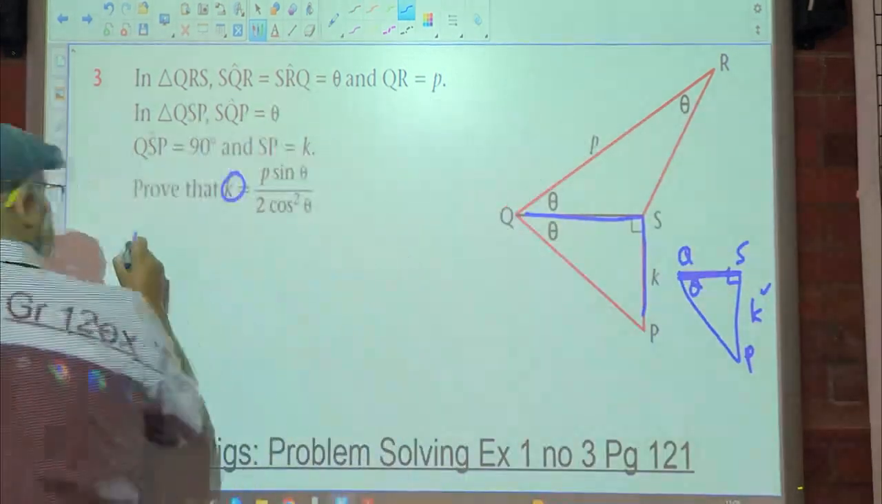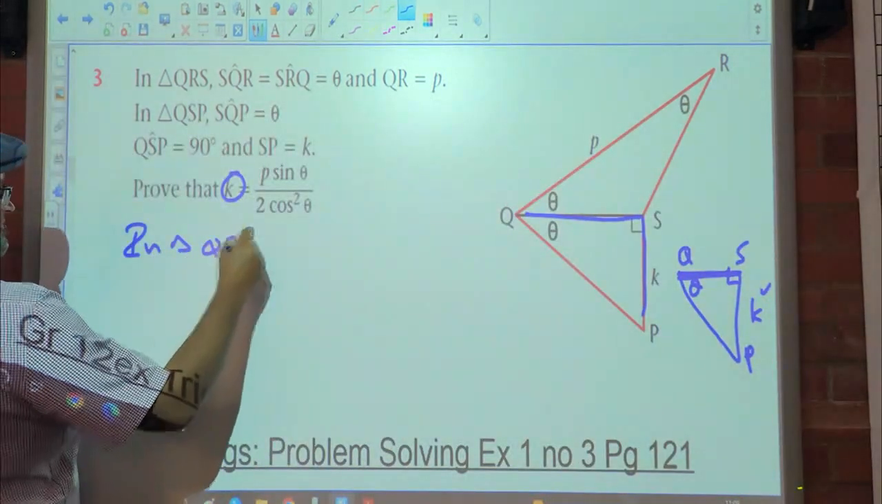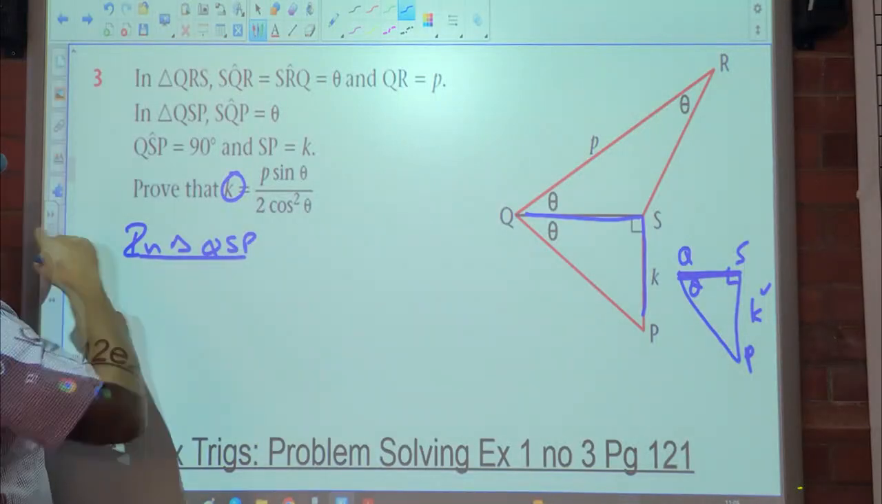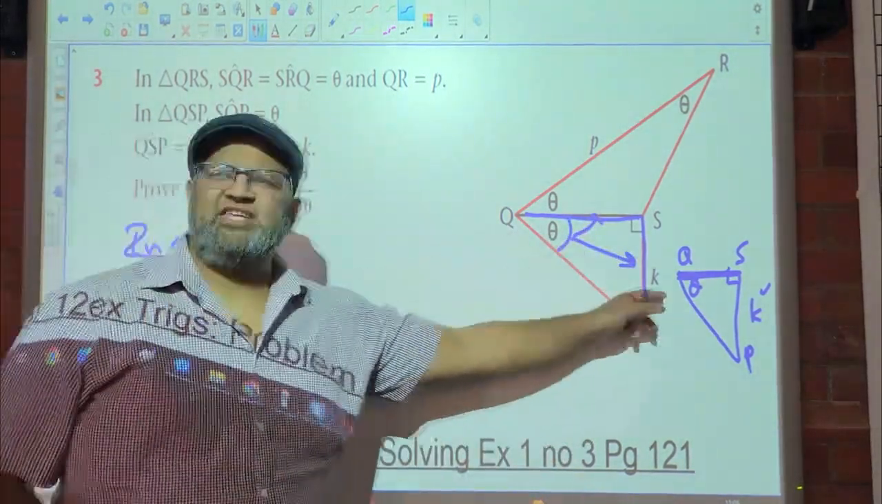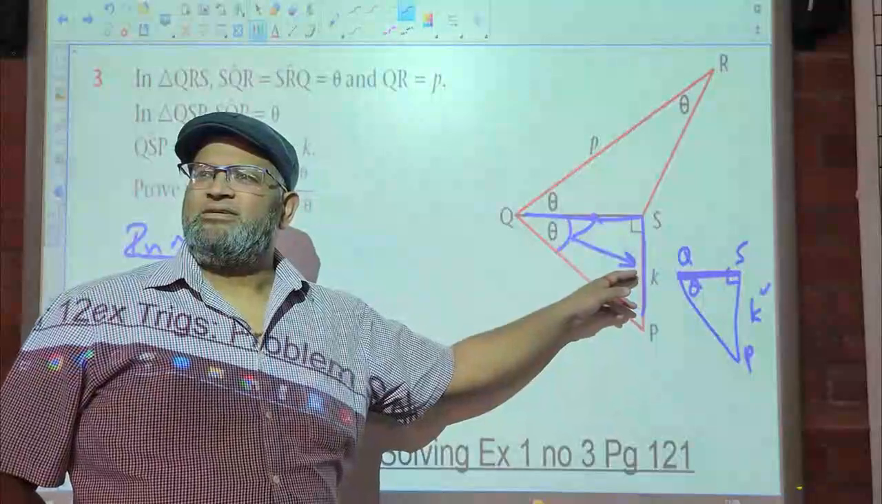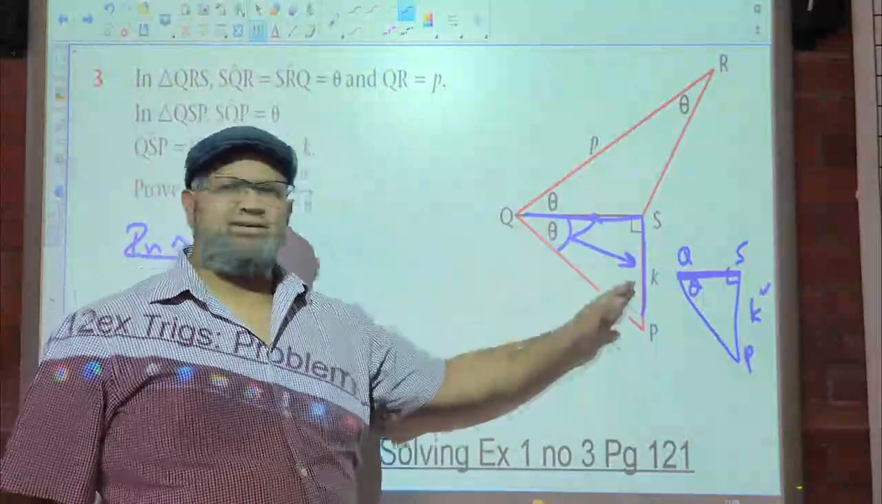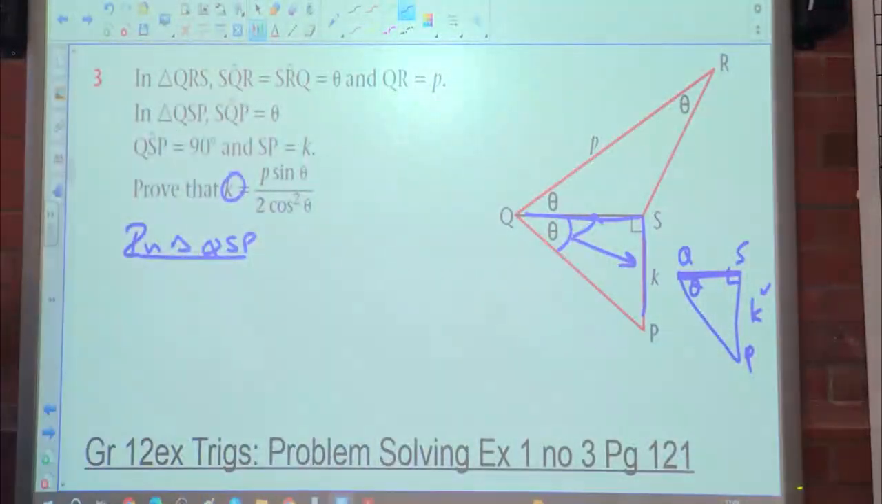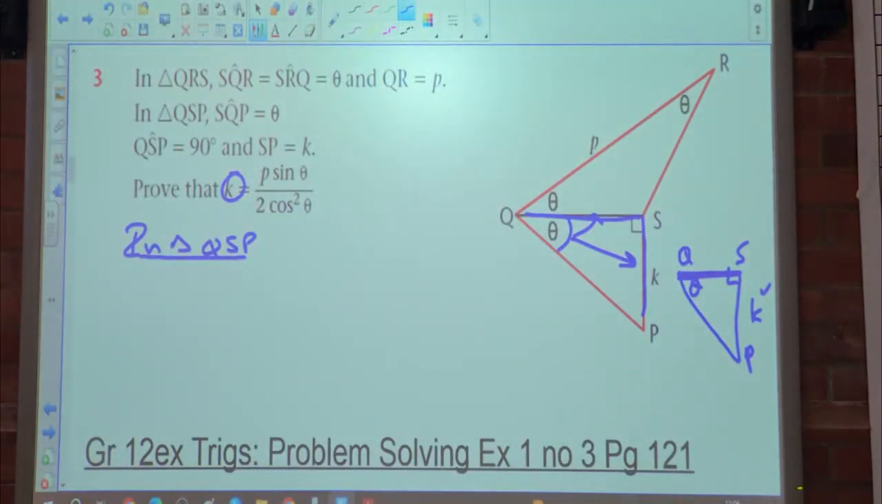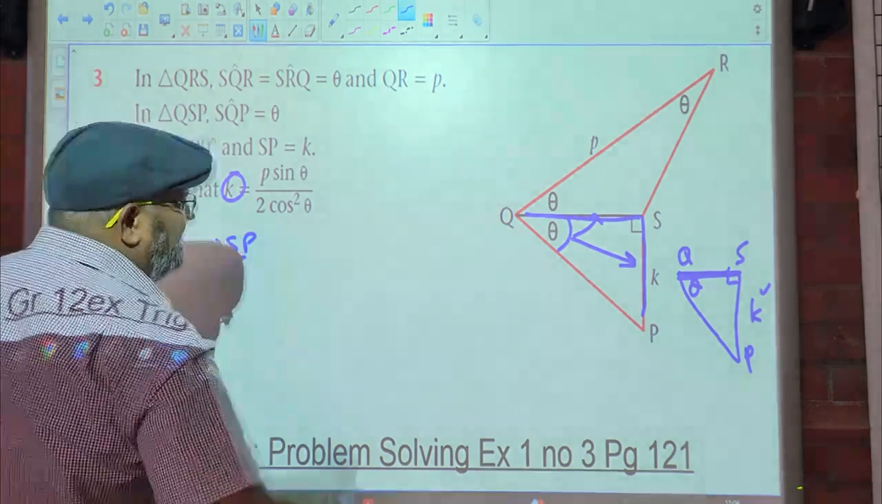So we say in triangle QSP, what can I say? Now I must use opposite and adjacent, which is tan. But how come I can use tan? It's a right angle triangle. If you've got a right angle triangle, we use sine, cos and tan. If it's not a right angle triangle, then we use sine rule, cos rule and area rule. You guys understand? Alright, so since it is a right angle triangle, I can use tan.